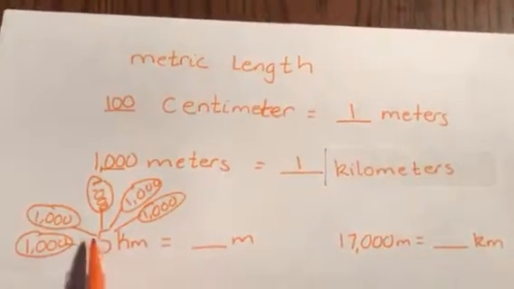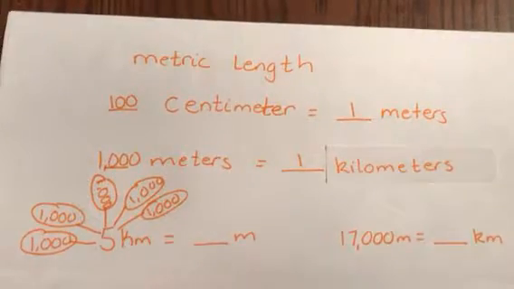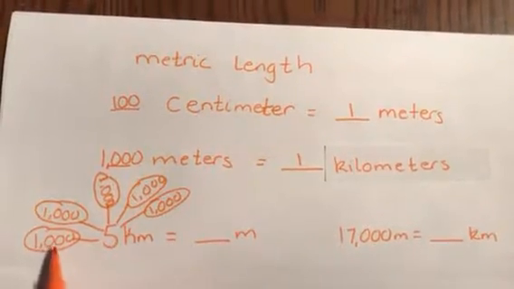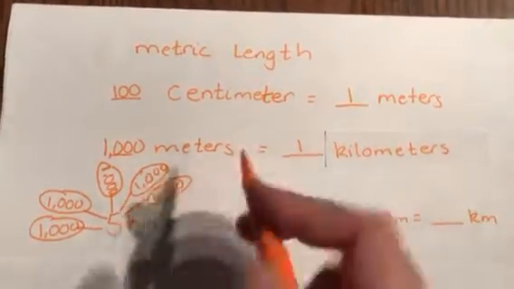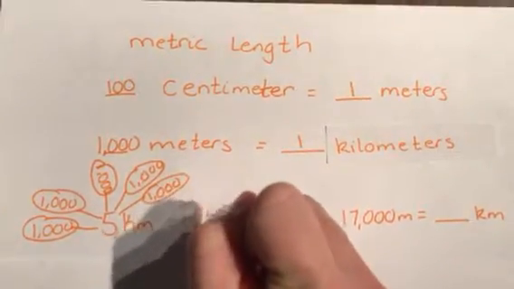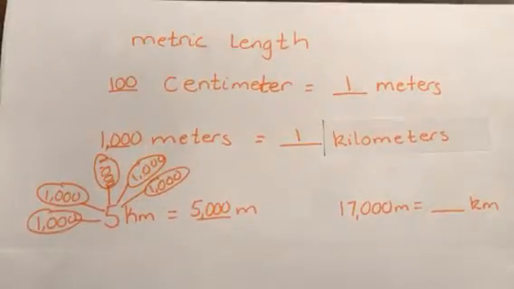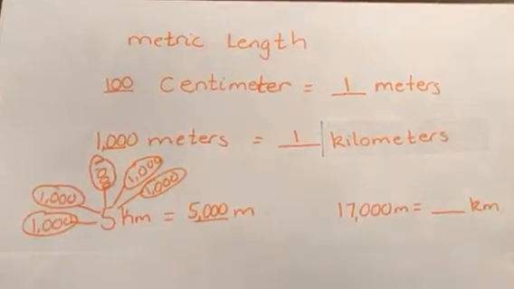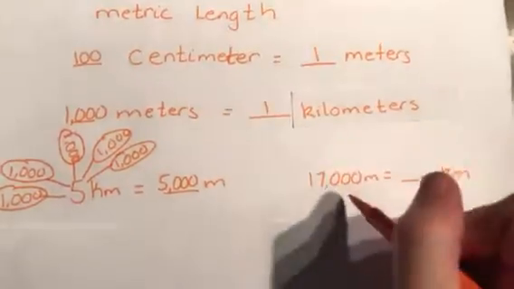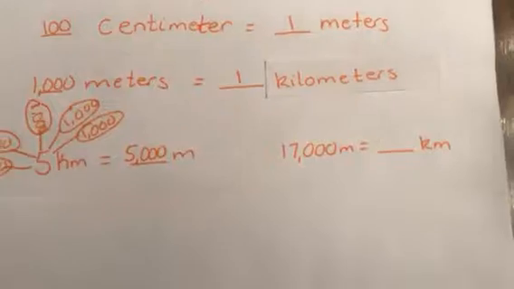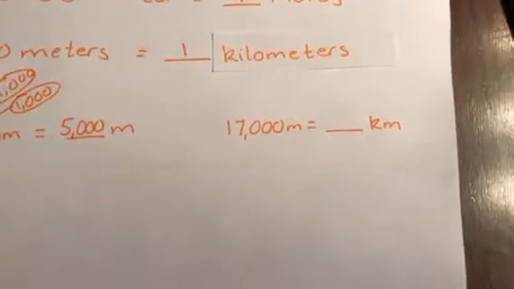And there are 5 kilometers, so I'm going to pull it out 5 times. 1, 2, 3, 4, and 5. How many is that all together? So we've got 1,000, 2,000, 3,000, 4,000, 5,000 meters. Okay, so it's good practice just to model your thinking here to help you get in practice of this as well.